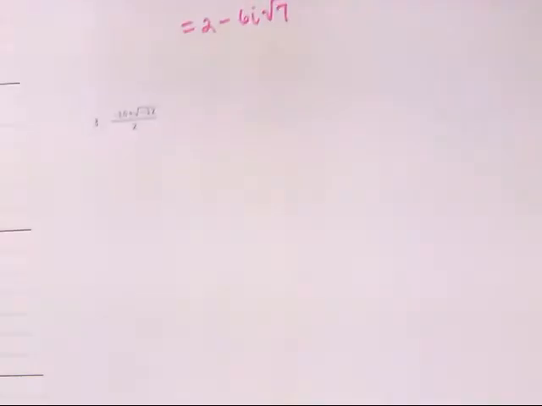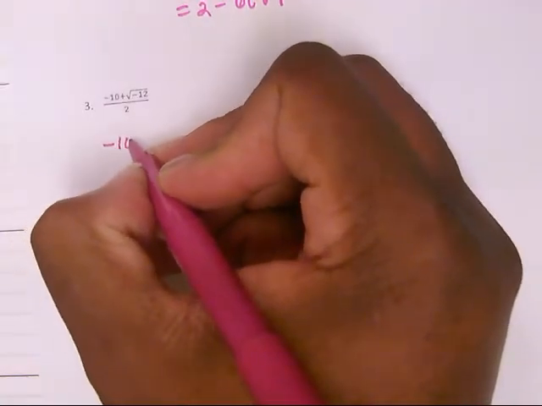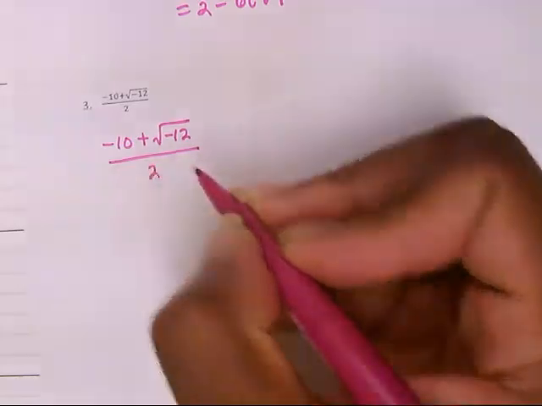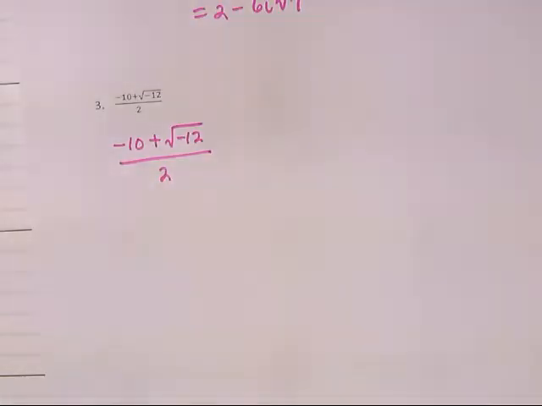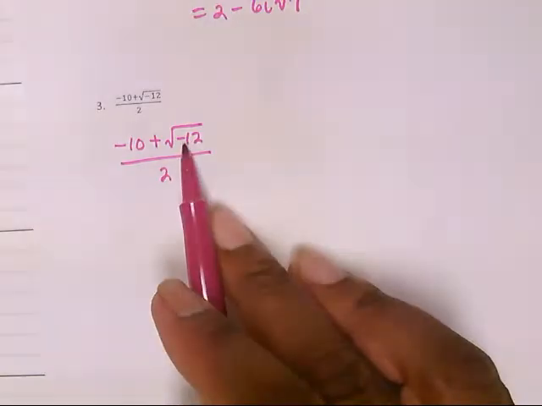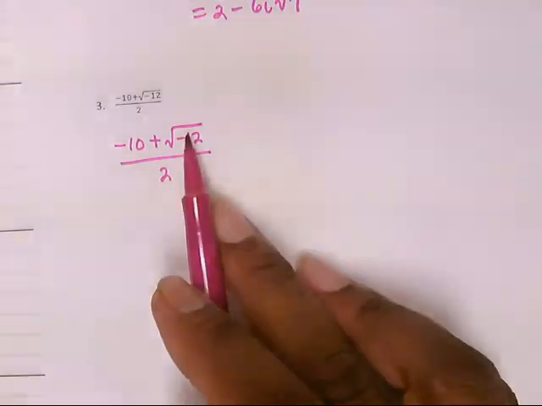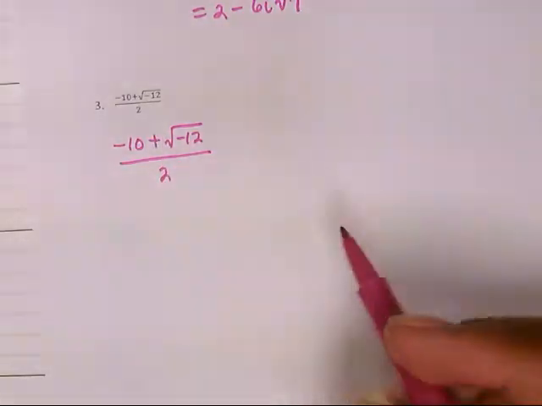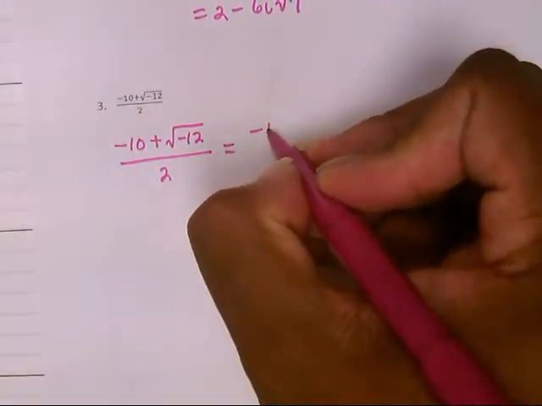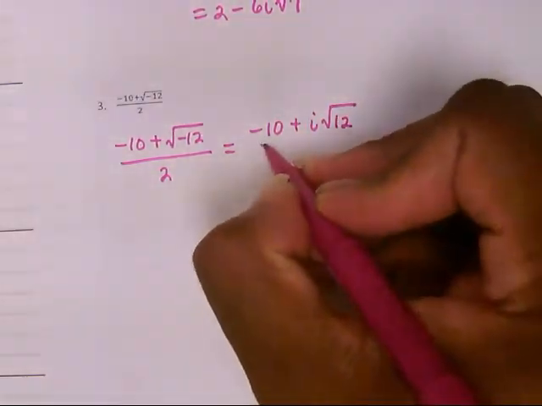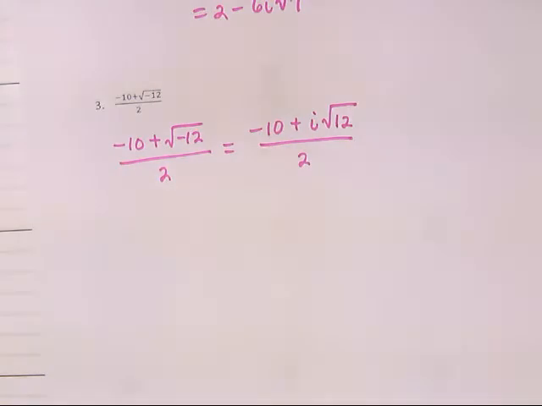Okay, and the third one, negative 10 plus square root of negative 12 divided by 2. Now, underneath that square root symbol, there is a negative sign, meaning negative 1 is involved in there. So that means I can take the square root of negative 1, which will be i. So to start this off, this will be negative 10 plus i square root of 12 all over 2.